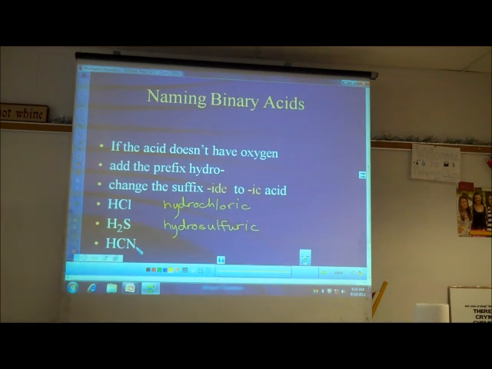This one is a little bit tricky. This is considered a binary acid because it doesn't have oxygen. But that is one of our polyatomic ions. But folks, it's still a binary acid, so it still follows these rules. How do you think you're going to name this one? Hydrocyanic. It's a weird sounding word, I know. Hydrocyanic.